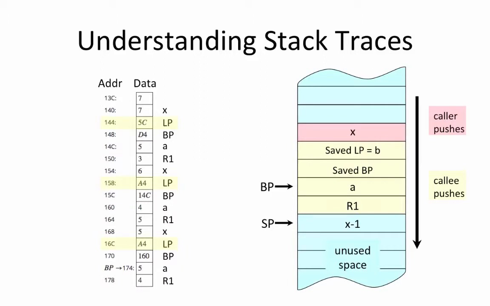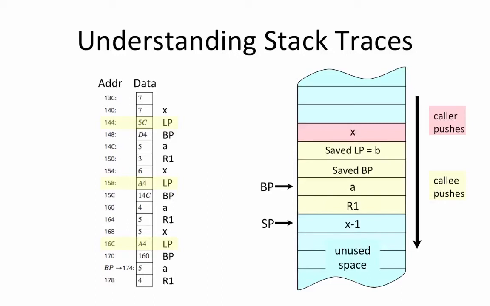Note that the first one, at address 0x144, has a value of 0x5C, whereas the following two have a value of 0xA4. This occurs because the LP value stored at address 0x144 is the return address from the main procedure that originally called procedure F, whereas the following two LP values are the return addresses from recursive calls to F made from within the F function itself.